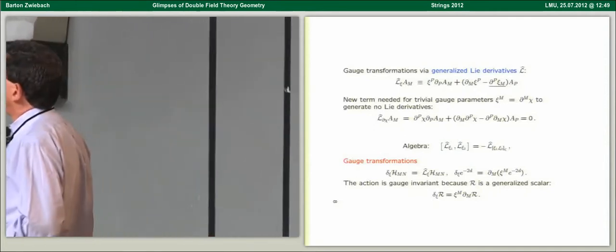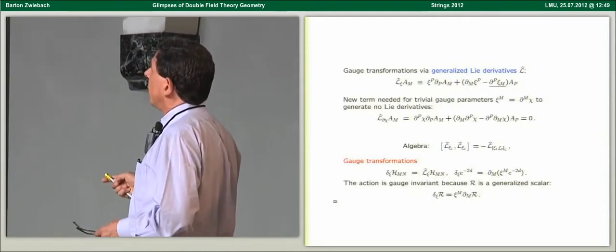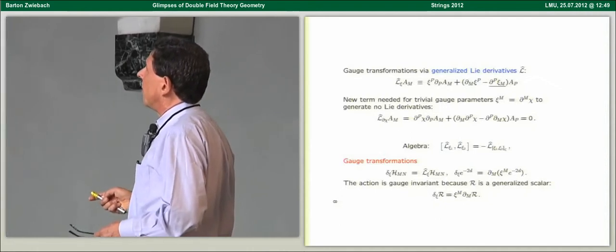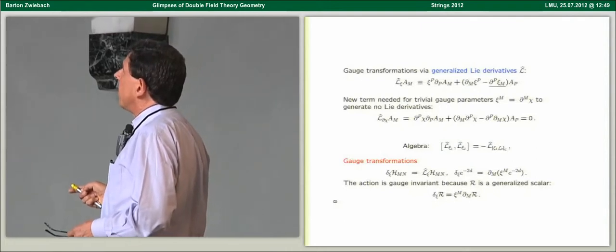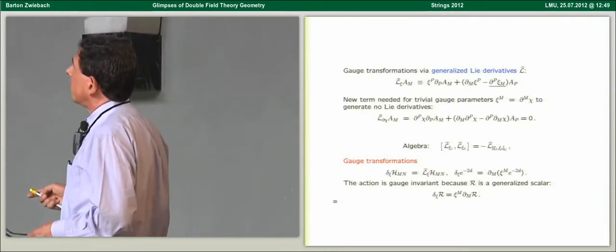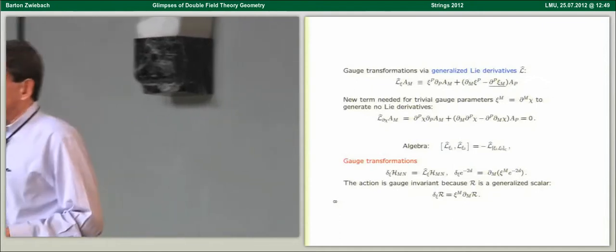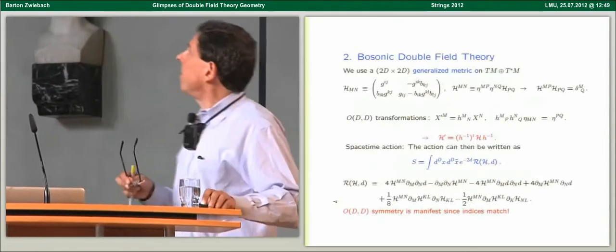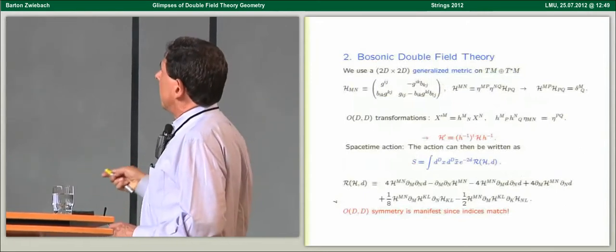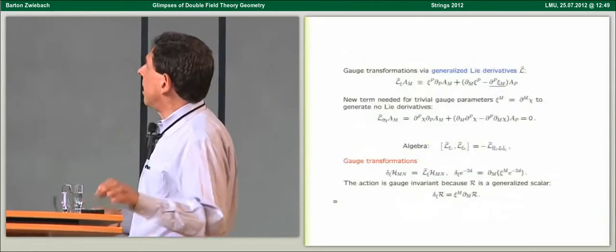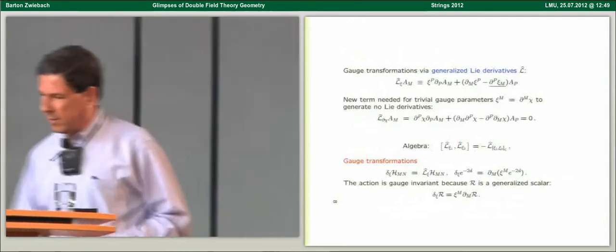Once you have that, these generalized Lie derivatives with hats form an algebra, which is an algebra with a C-bracket that I introduced before. The gauge transformations are generalized Lie derivatives, and this duality invariant dilaton is a density. So the action I wrote is gauge invariant because that combination that we showed before, this so-called R, that at this moment is a little complicated, turns out to be a generalized scalar, and therefore the action is gauge invariant.